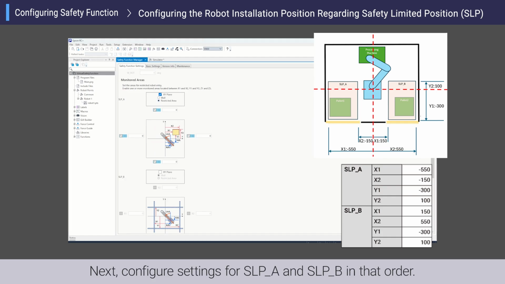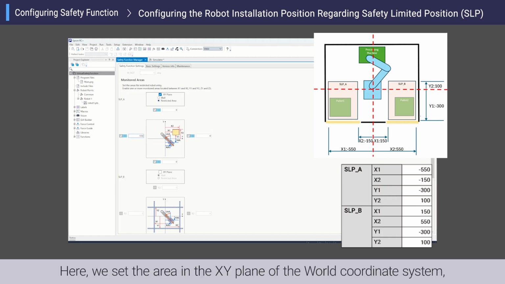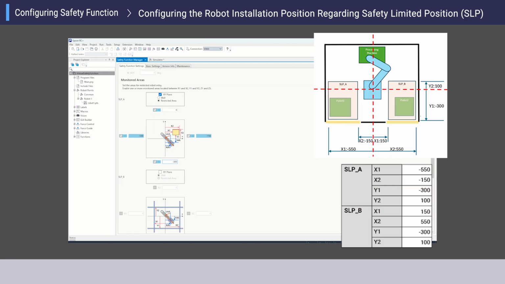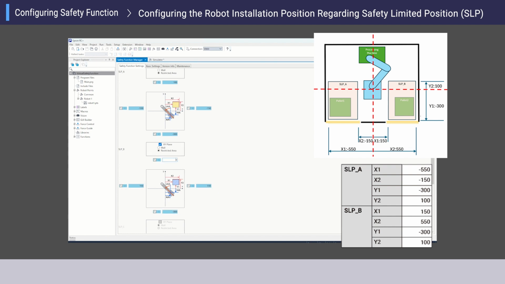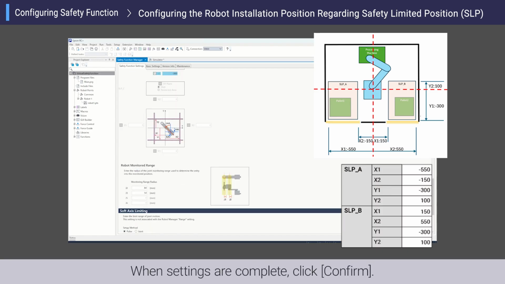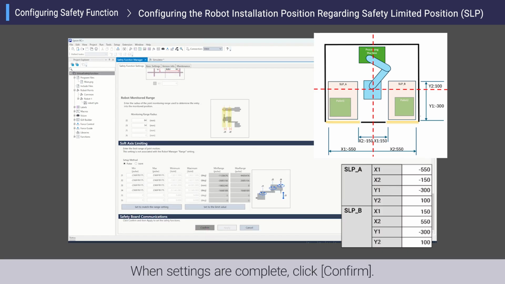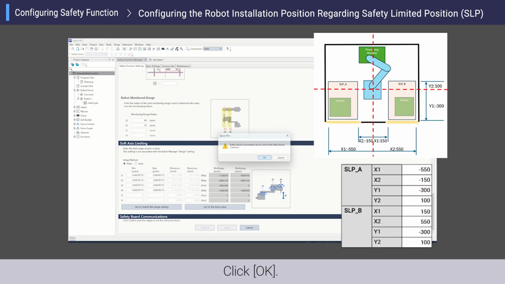Next, configure settings for SLPA and SLPB in that order. Here, we set the area in the XY plane of the world coordinate system, as shown in the figure. The parameters to be entered in SLPA and in SLPB, respectively, are indicated in the table. When settings are complete, click Confirm. Click OK. Click OK on the warning pop-up.